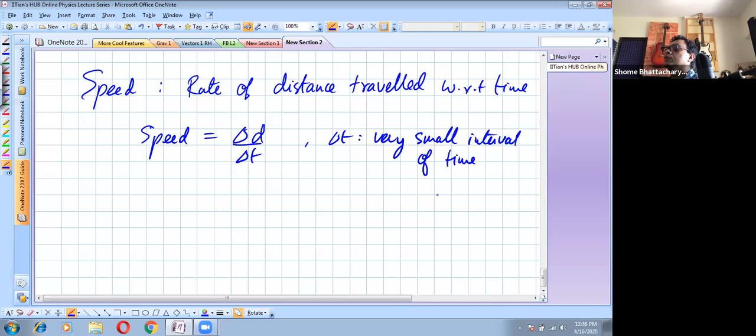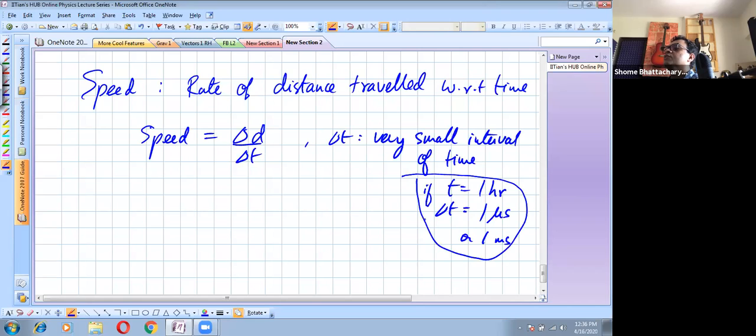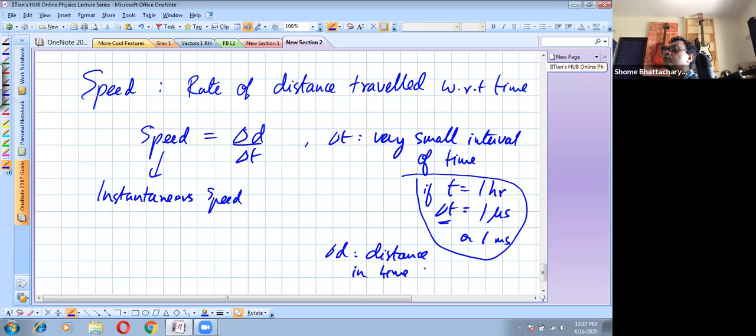For example, in a journey of 1 hour, delta t might be something like 1 microsecond, or even 1 millisecond will be fine. So it should be a very small interval of time compared to the total time of the journey. So this becomes what we call the instantaneous speed. It is equal to the distance traveled in that very small interval of time, like the distance traveled in 1 millisecond or 1 microsecond, divided by the amount of time.